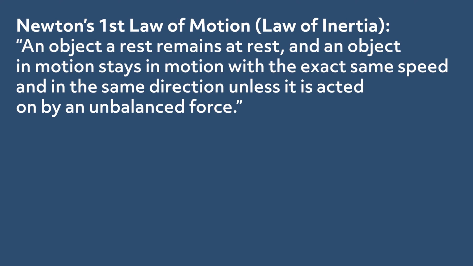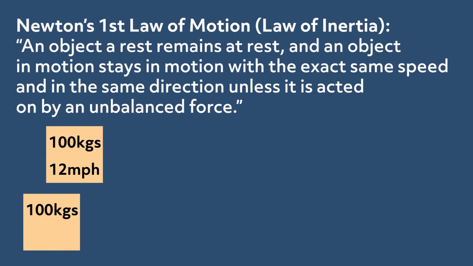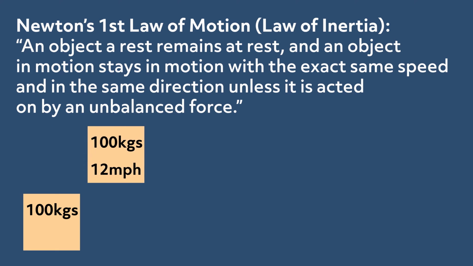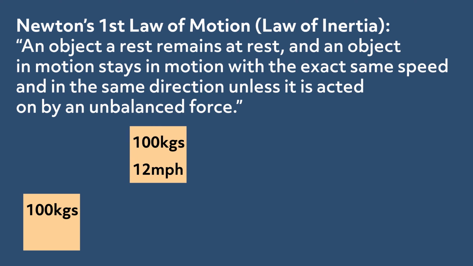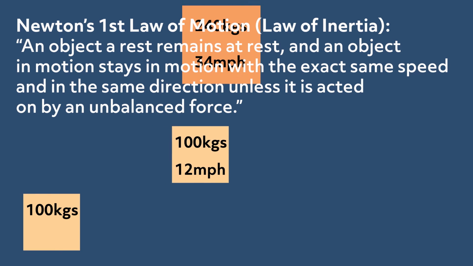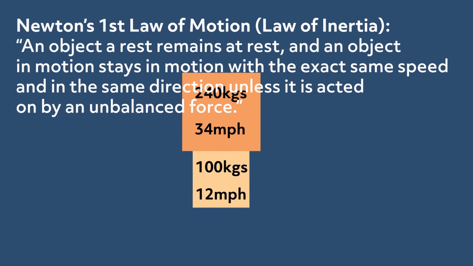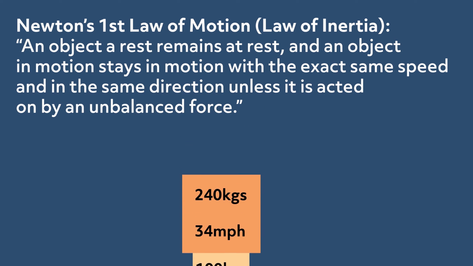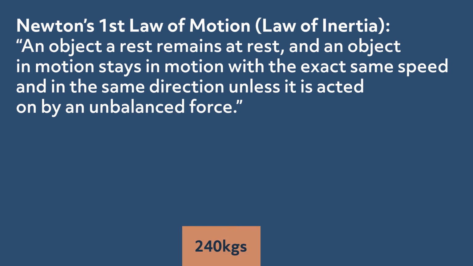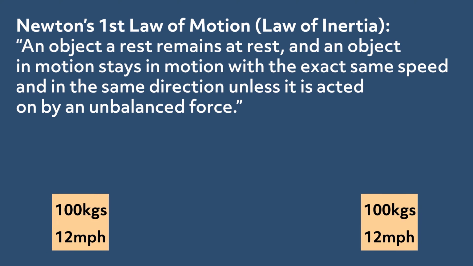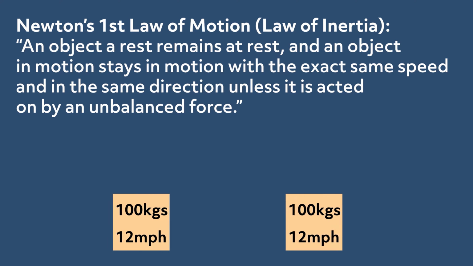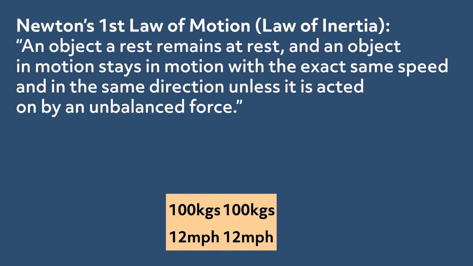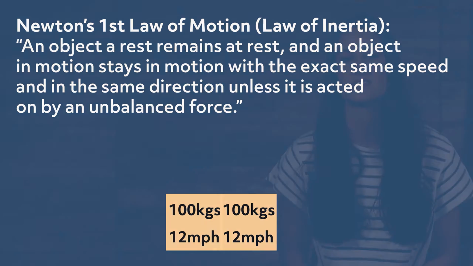Newton's first law of motion, also called the law of inertia, states this. An object at rest remains at rest, and an object in motion stays in motion with the exact same speed and in the same direction unless it is acted on by an unbalanced force. An unbalanced force literally just means that the force is greater than or less than the force being exerted by the specific object. If the force acting on the object was equal to the force being exerted by the object, then they would just cancel each other out and therefore stay at rest.